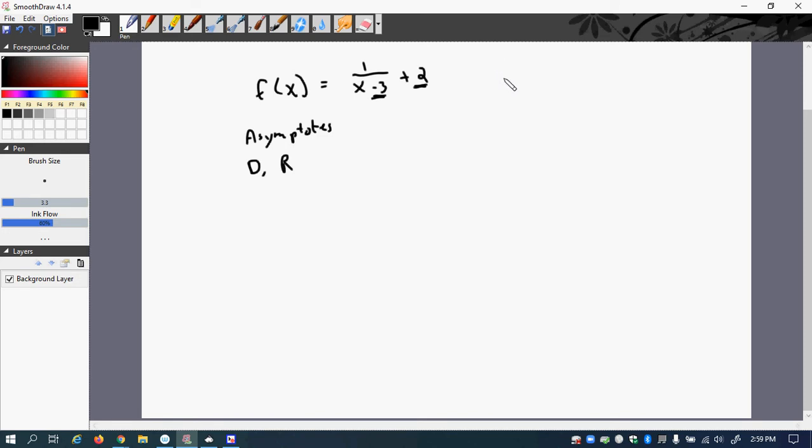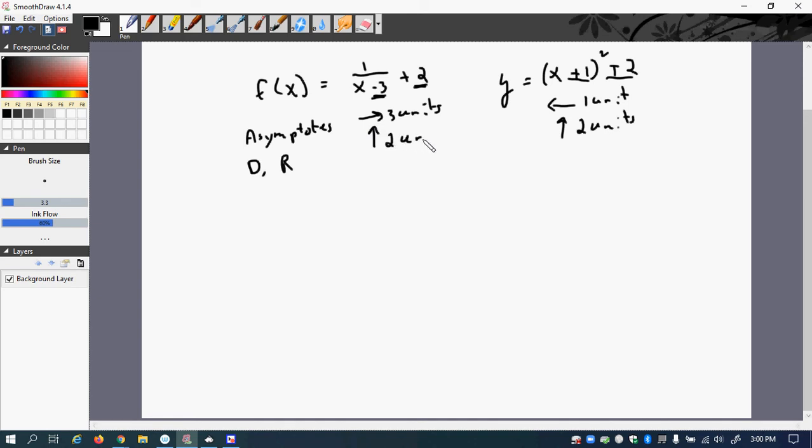Just like when you did translations for equations like x plus 1 squared plus 2, we knew that the plus 1 actually made the graph go to the right 1 unit. And we knew that the plus 2 actually made things go up 2 units. Well, that's the same thing that happens in this function. The minus 3 is actually going to cause the function to shift to the right 3 units. And the 2 in this case is going to shift up 2 units.